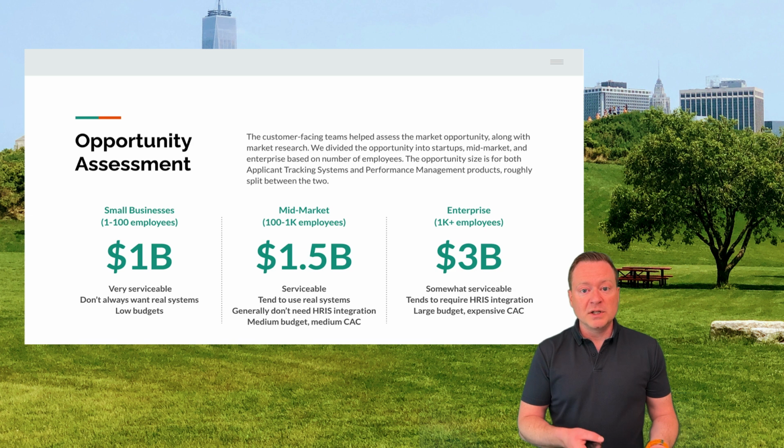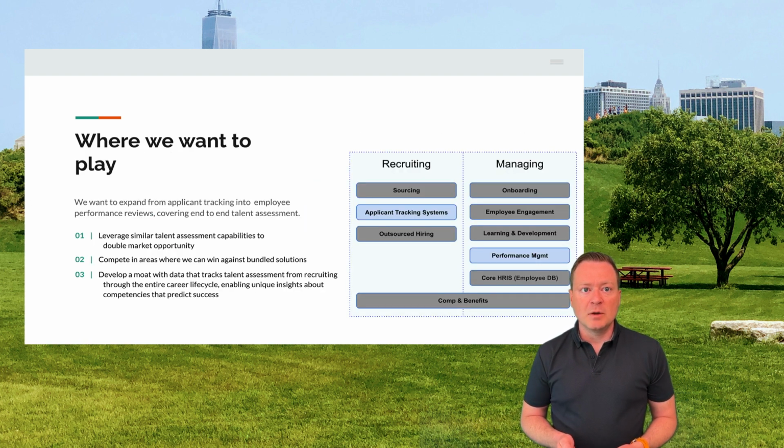However, they have low budgets, and they don't need a lot of the software, and sometimes they're fine just with a spreadsheet. And so in the mid-market, it's a mix between the two. You're going to have higher budgets. You're going to have maybe an HRIS integration need, maybe not. And then it's medium in terms of the sales and marketing energy that's required, or the CAC, cost to acquire a customer. On the enterprise side, the CAC is a lot higher, but those customers are sticky and they have large budgets.